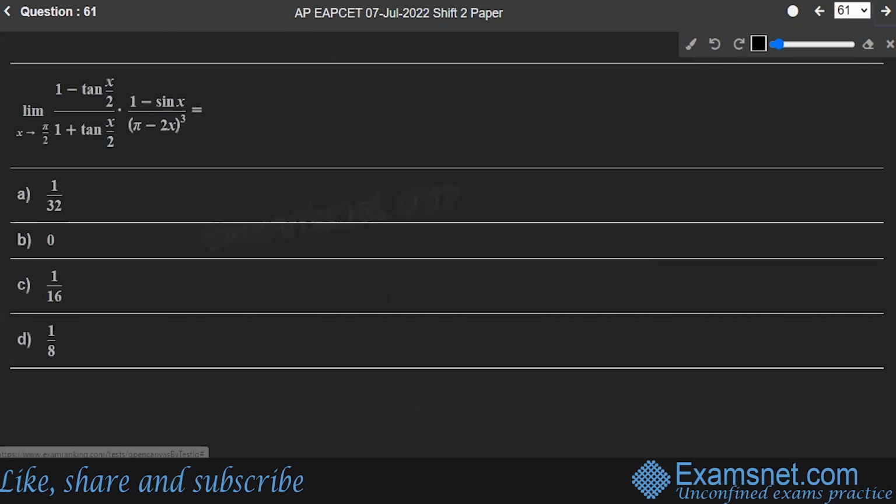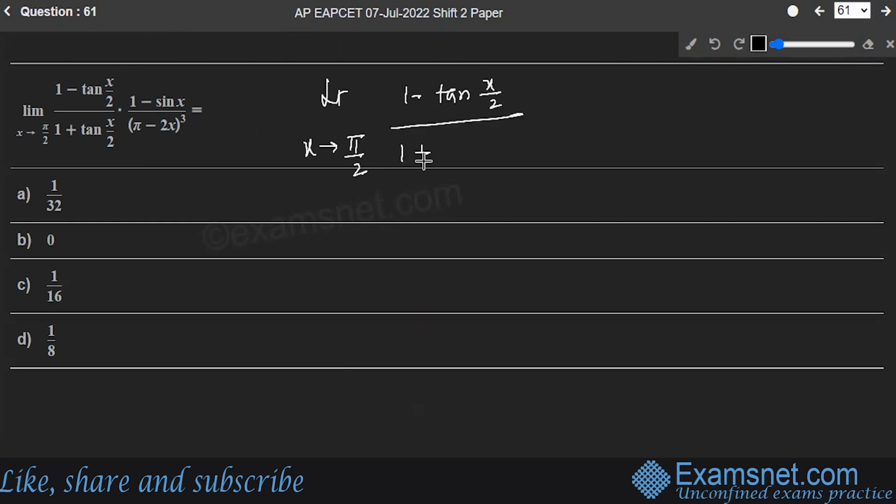Let's move to the next question, number 61. Here you are given limit x approaching pi by 2, 1 minus. So this whole expression is there. You have to find out the value of it. Correct? So this is an easy one. Let's write it down. Limit x approaching pi by 2, 1 minus tan x by 2 upon 1 plus tan x by 2 multiply 1 minus sine x upon pi minus 2x whole cube. This is equal to what?